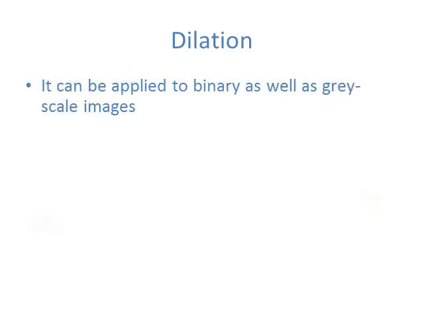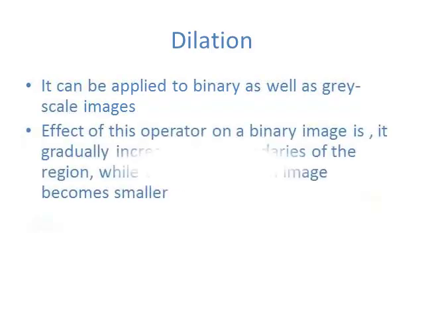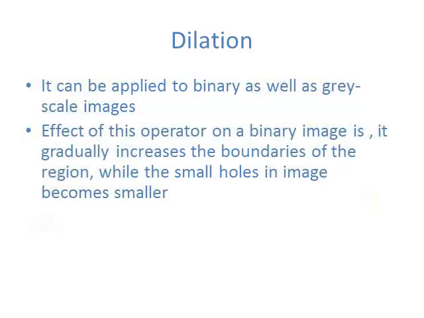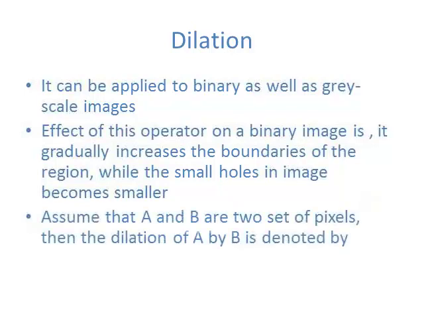Now dilation can be applied to binary as well as grayscale images. The effect of this operator on a binary image is that it gradually increases the boundaries of the regions while the small holes in the image become smaller. Assume that A and B are two sets of pixels, then the dilation of A by B is denoted by the following formula.